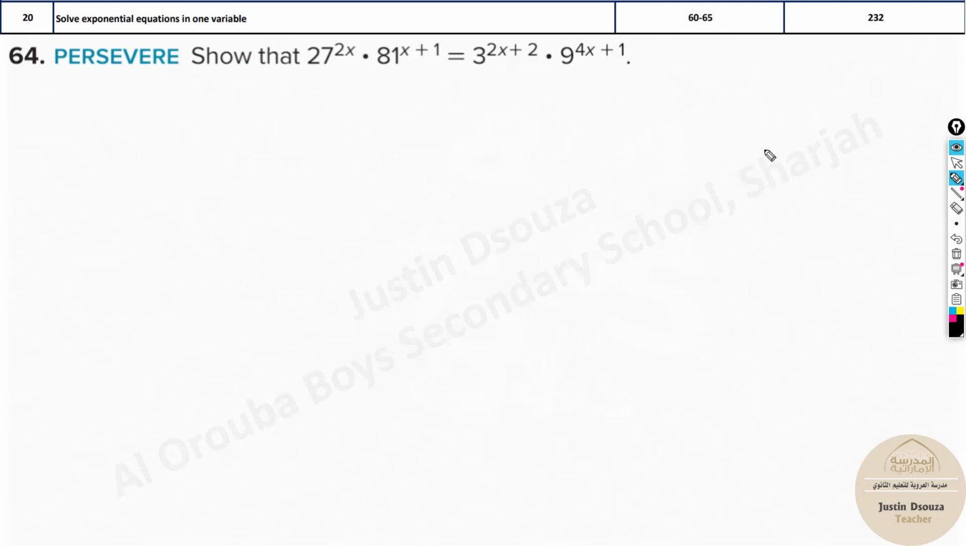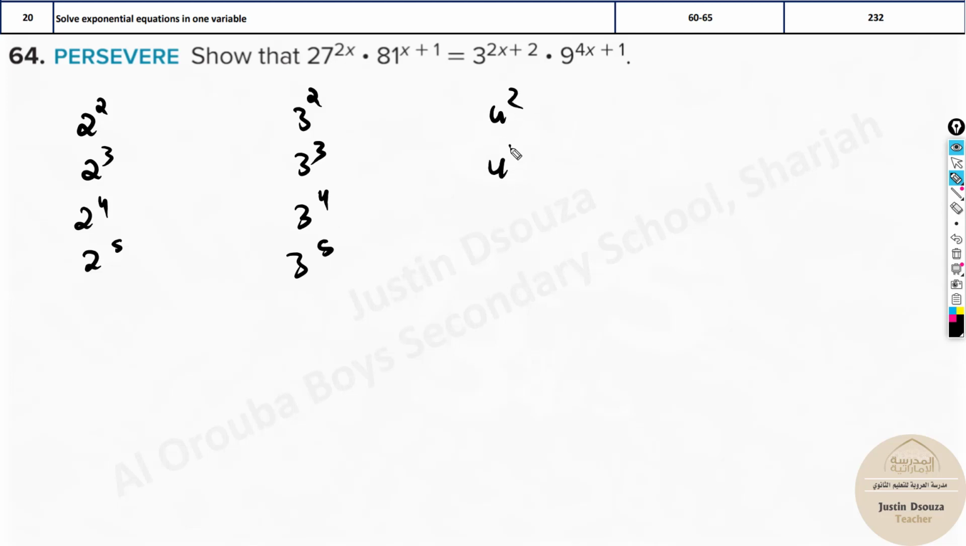Now, to solve this problem, you need to know certain things. Whenever this particular problem comes, I always write certain numbers. 2 to the power 2, 2 to the power 3, 2 to the power 4, 2 to the power 5. 3 to the power 2, 3 to the power 3, 3 to the power 4, 3 to the power 5. Same way with 4 square, 4 cube. At least you should know 2 to 3 values, till 4 to the power 4.